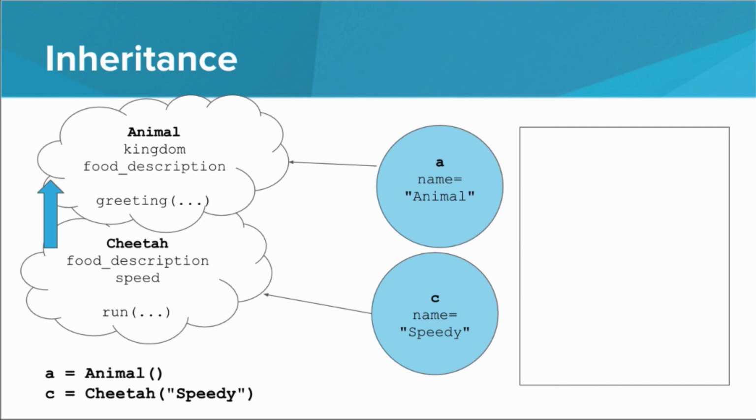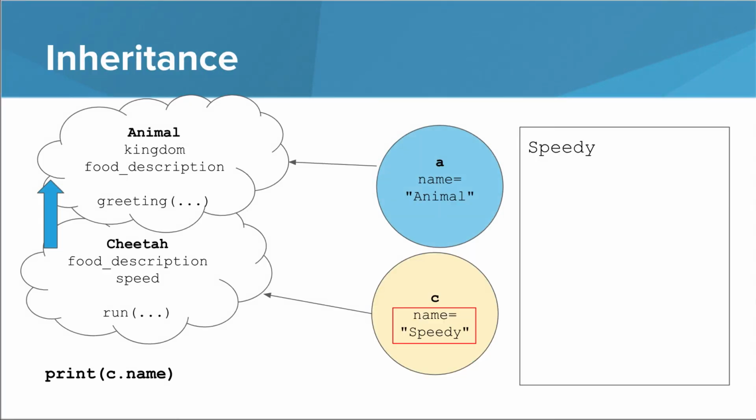Here, we've made an instance of each of our classes. The first one, A, has its name instance variable set to the default value of animal. The second one, C, has its name instance variable set to the value speedy. We can print C's name by directly accessing the name variable through the instance. If we try to access the speed variable via C, Python looks first in the instance, and then in the class. Now check out this variable lookup. If we try to print c.kingdom, Python looks first in the instance, and then in the class, and if it still hasn't found anything called kingdom, it continues looking in the superclass.